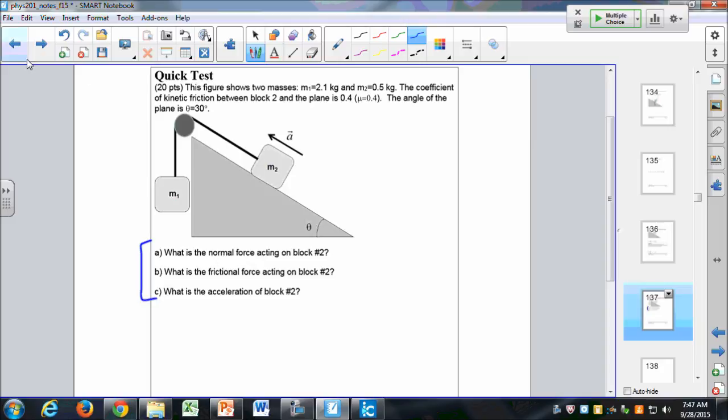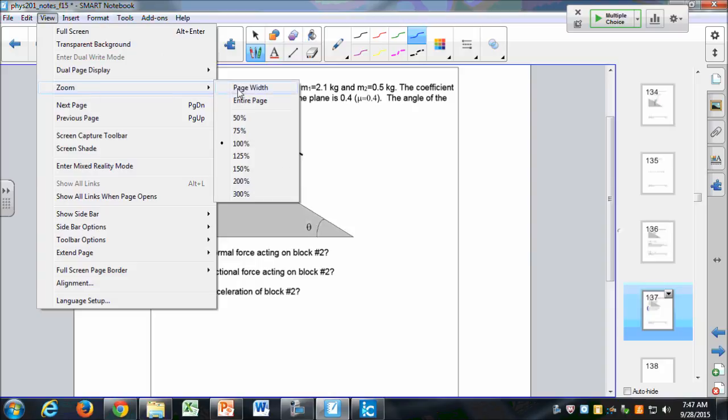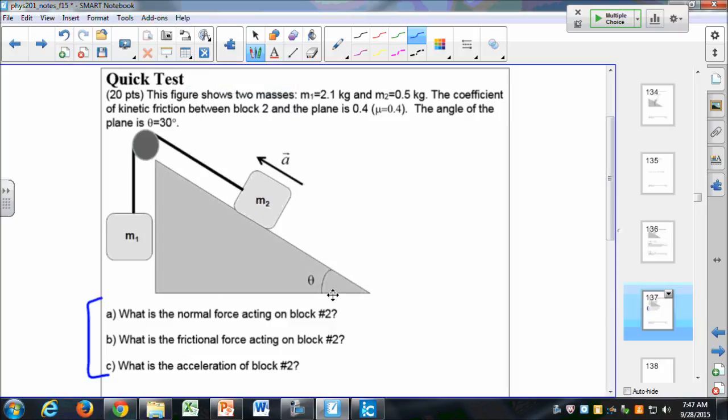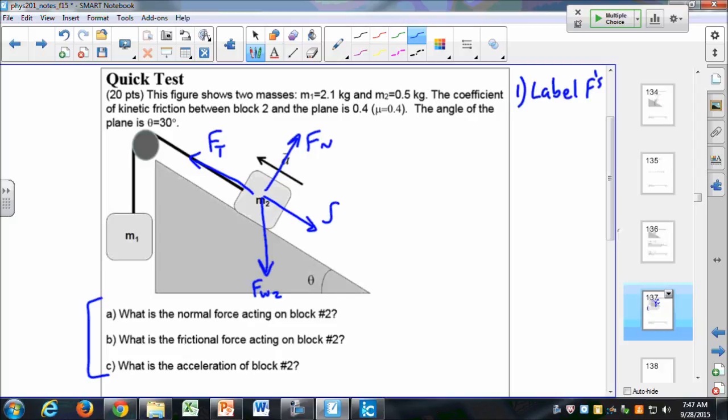So a couple things I need to do here. Remember our steps. Let me zoom in a little bit. Our steps are, first, we label all of our forces. So I can label them here. I know that my normal force, Fn, I have a weight. I'm going to call this Fw2. I have a tension. I'll call this Ft. And then I have the static or the kinetic frictional force. I'll call that Fk. Hopefully by now you can look at these and just sort of see all those forces. Remember, you're always going to have the normal force, and you'll always have the force weight.